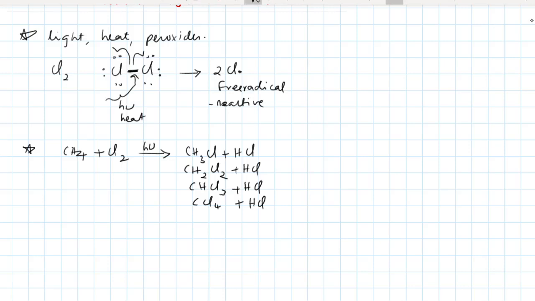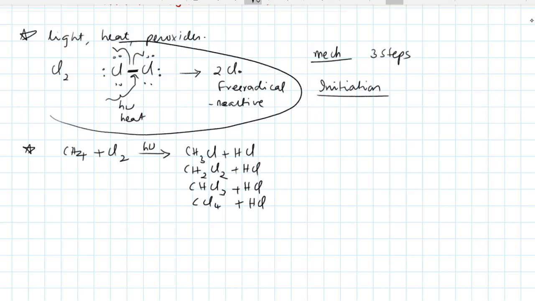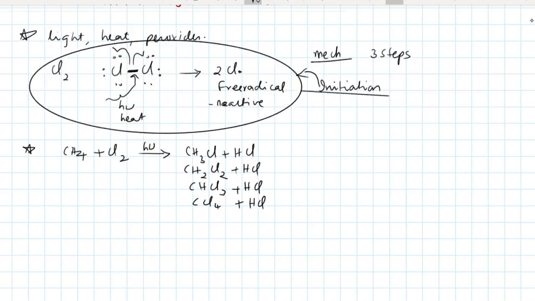Now if you see the mechanism of this reaction, this free radical mechanism takes place in 3 steps. The first step is the chain initiation, in which the chain will be initiated. That's what I have shown you here. So this is the initiation step, where the chlorine free radical is generated.